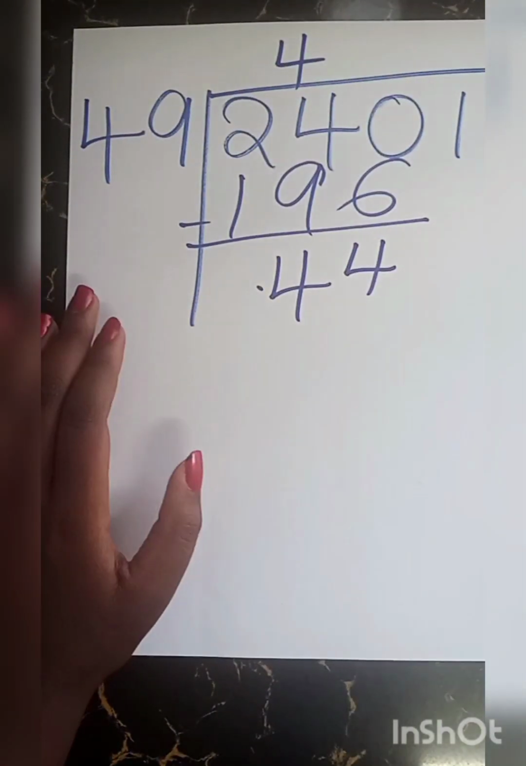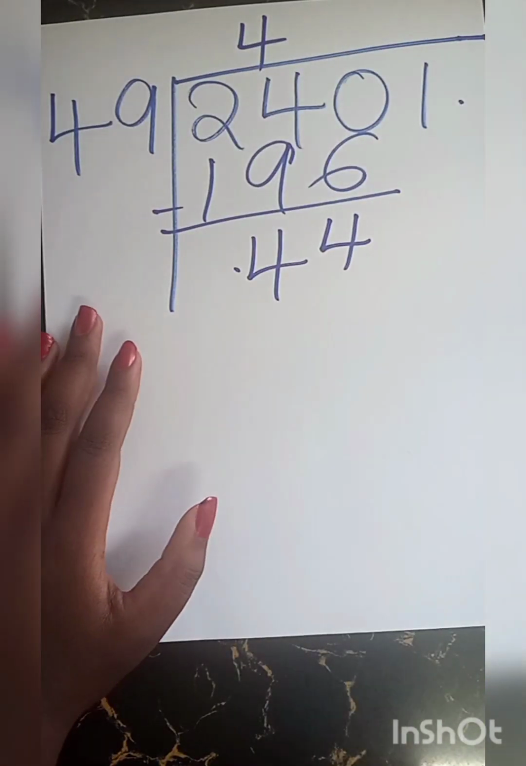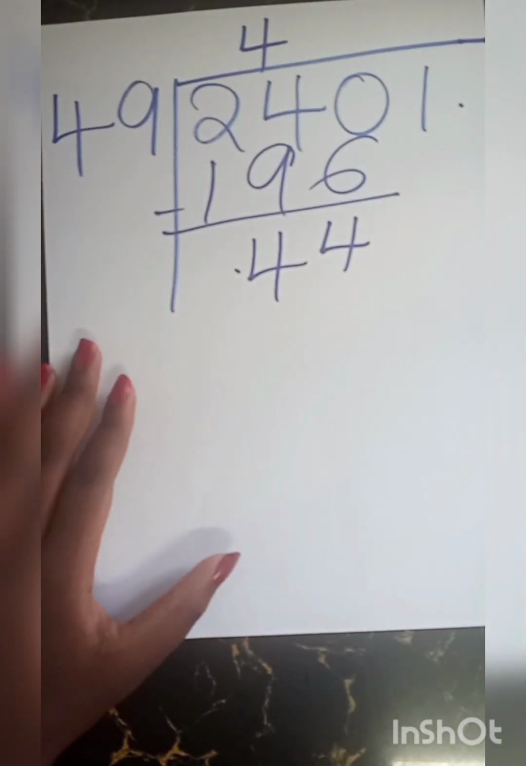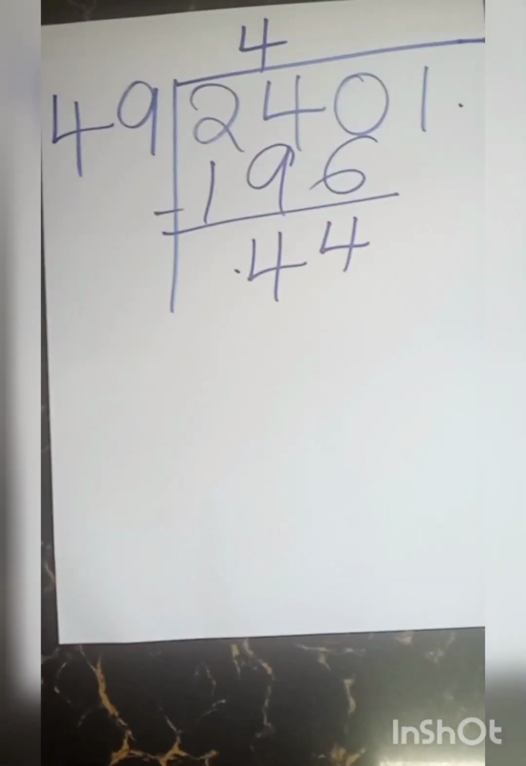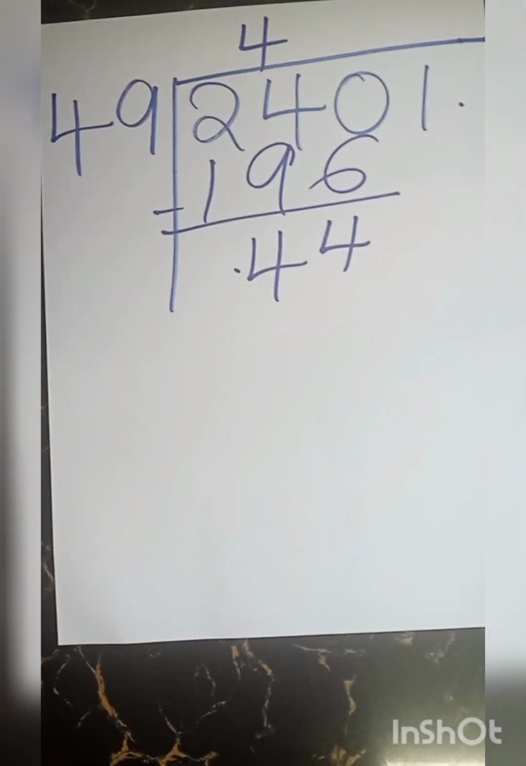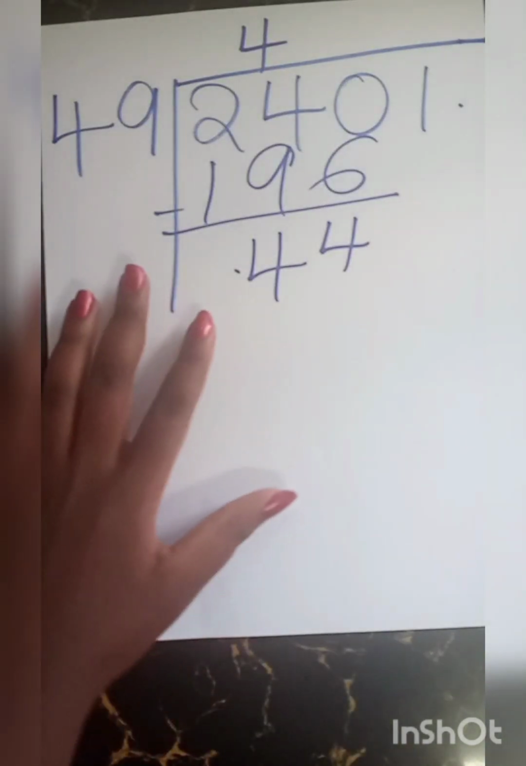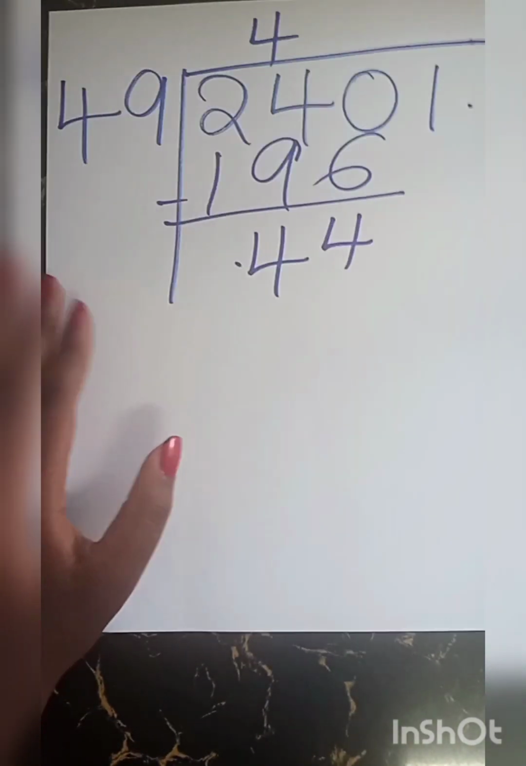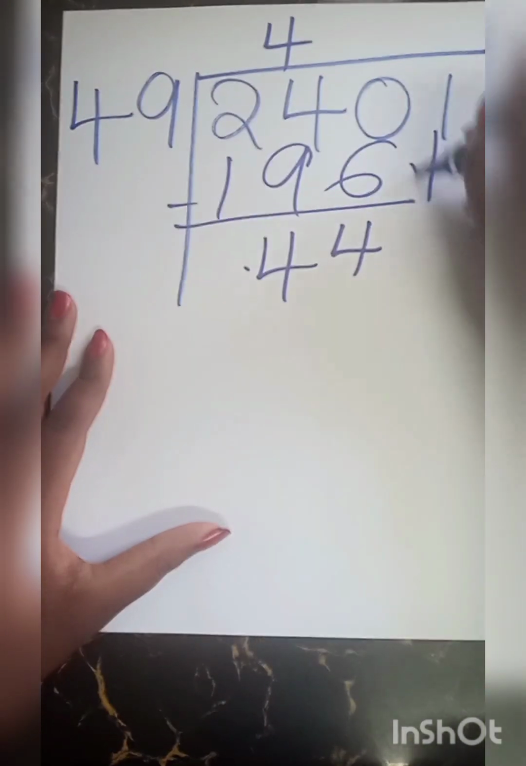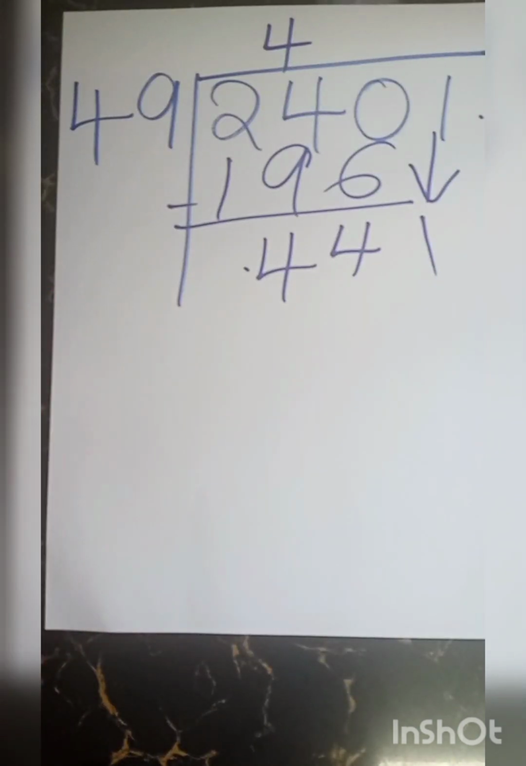Okay, and by the way, if subtraction is a challenge, I'll leave the link to the video on subtraction of whole numbers in the description box below. Once you watch that lesson, subtraction and borrowing will become clearer. So when you drop the 1, you get 441. Where is 441 in table 49?